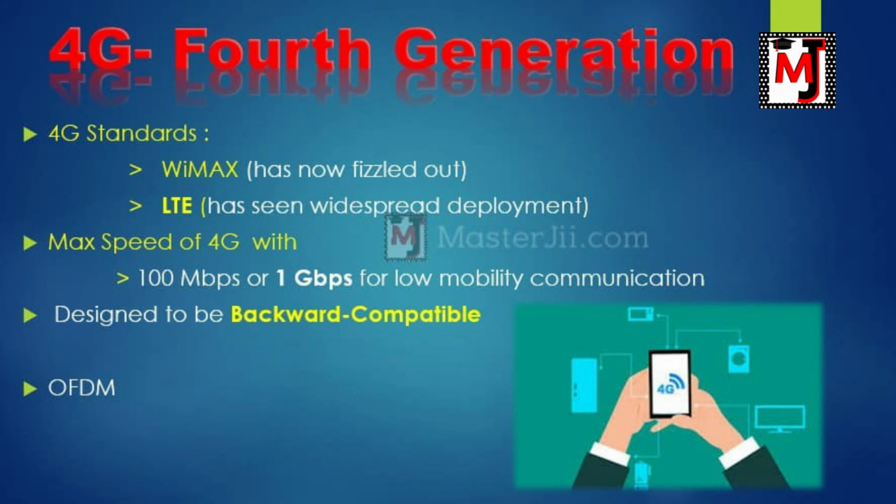LTE stands for Long-Term Evolution, is a series of upgrades to existing UMTS technology and will be rolled out on Telstra's existing 1800 MHz frequency band. The maximum speed of 4G network when the device is moving is 100 megabytes per second, or 1 gigabyte per second for low mobility communication like when stationary or walking. Latency reduced from around 300 milliseconds to less than 100 milliseconds and significantly lower congestion.